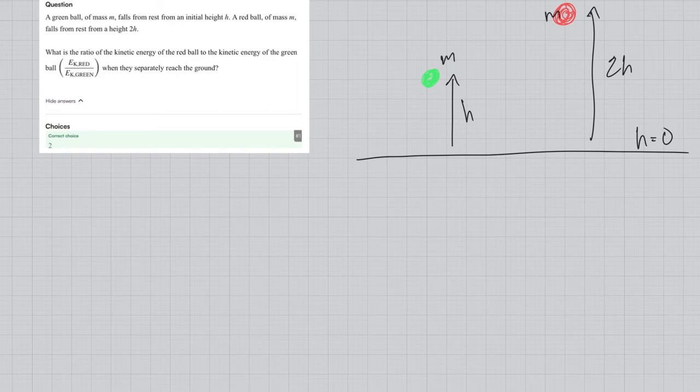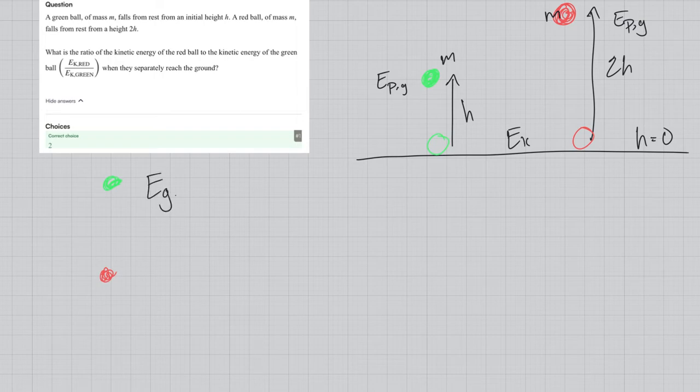So it says, what is the ratio of their kinetic energy when the balls reach the ground? If we think about what's going to happen, this has potential energy due to gravity. This also has potential energy due to gravity. When they reach the ground here and here, they are both going to have kinetic energy. So if we look at the green ball and the red ball, how would we write their equations of energy?